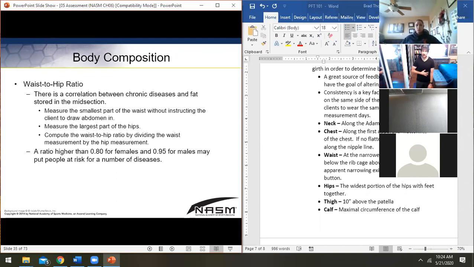Then I like to go straight to the belly button for everybody. I don't do the narrowest part of the waist when I am measuring my clients. Your belly button's not going to move. That is a physical landmark. Super easy for your client to take a tape measure, whoop, put it on their belly button, right?